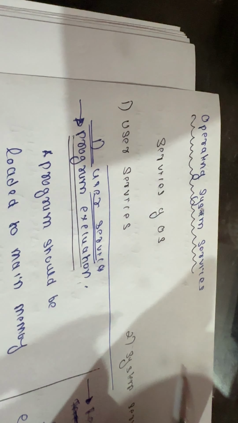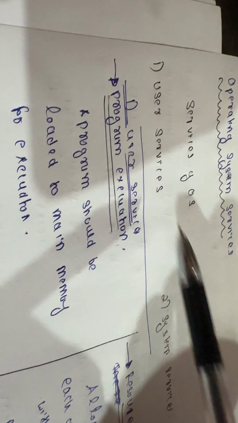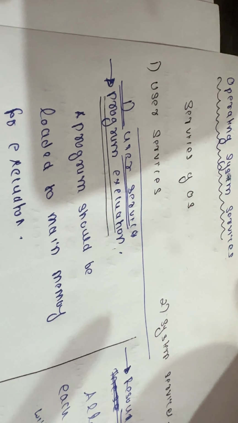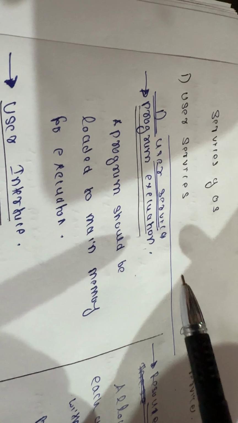In this part 2, we are discussing the operating system services. There are basically two kinds of services the operating system provides, that is the user services and the system services. Under user services, first we have program execution.